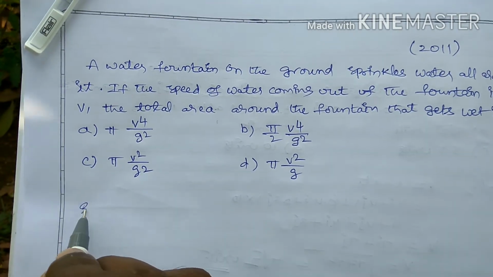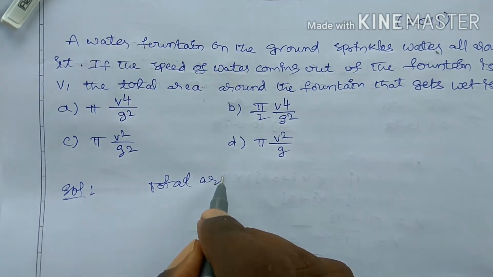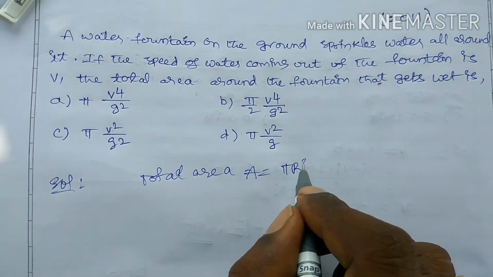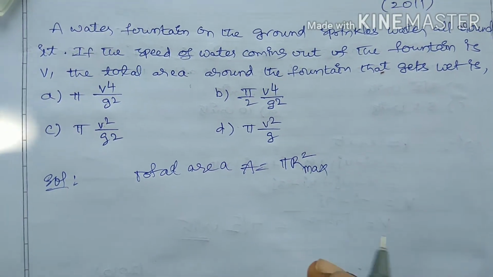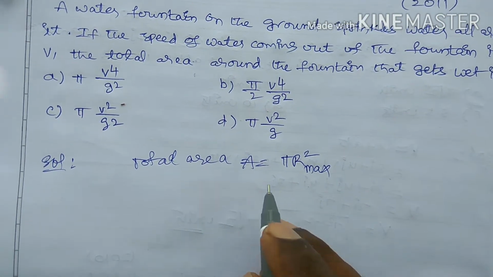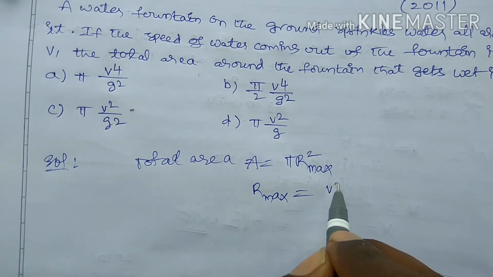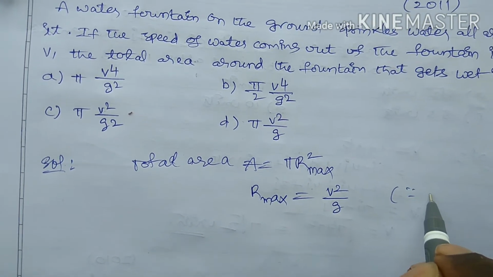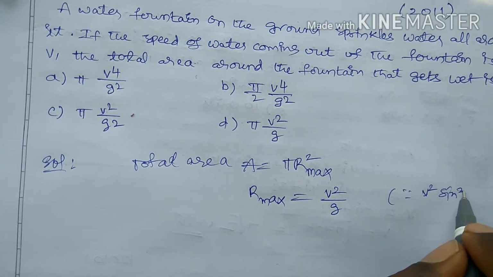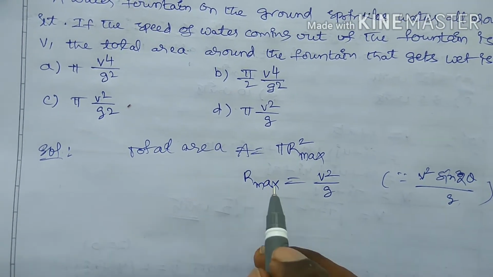So the total area of the fountain is equal to pi r square. It is nothing but r maximum square. So here we can write r maximum, it is nothing but v square sine 2 theta by g. If theta is equal to 45, then v square by g, then only r will be maximum.